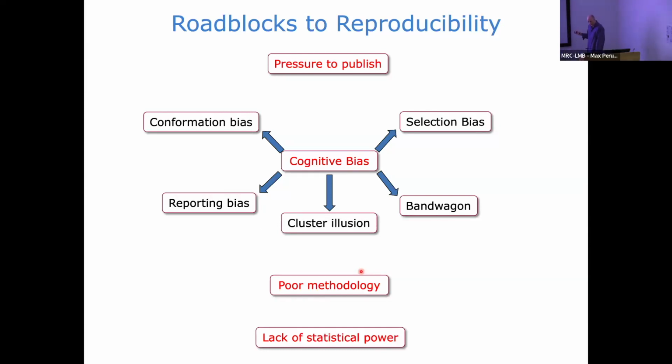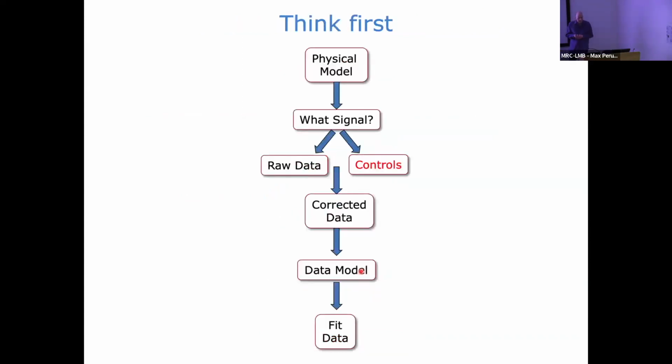And obviously, there's an issue of lack of statistical power, particularly in comparative studies. Right, so we have a physical model. We're going to ask: what the signal is, what our raw data is, what the controls are, how we're going to correct it, what the data model is, and we're going to fit data.